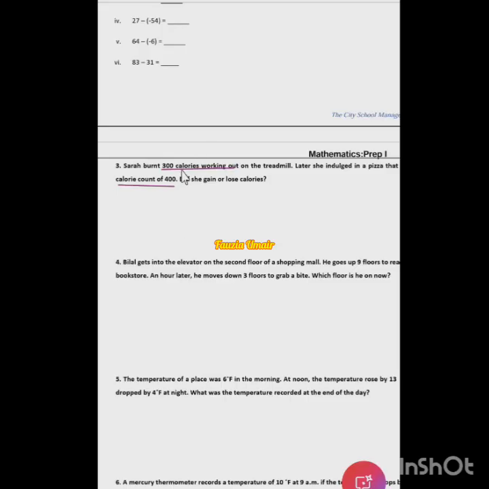Losing calories, so we will write down minus 300. But when she is eating, it is plus 400. So what would be the answer? Plus 100. So the plus sign is used.